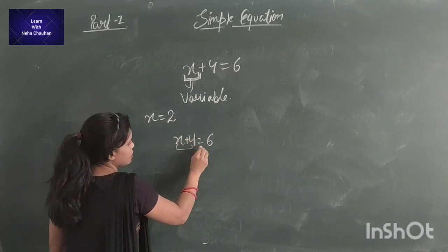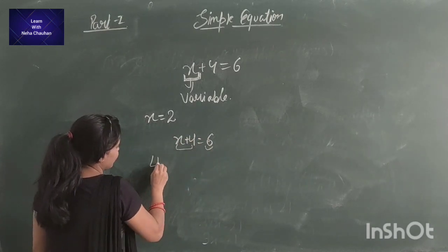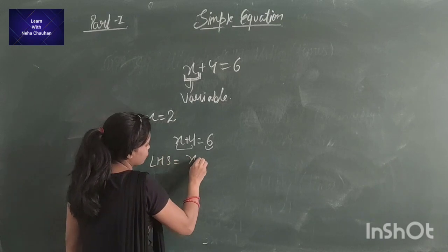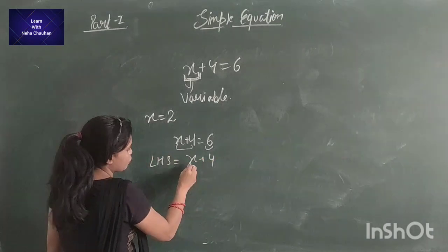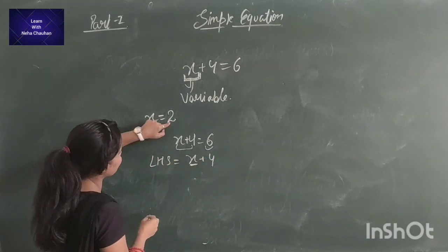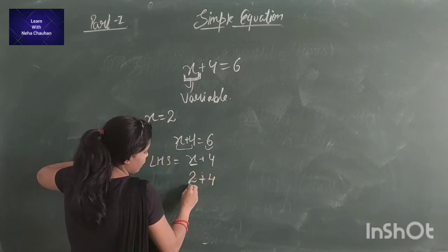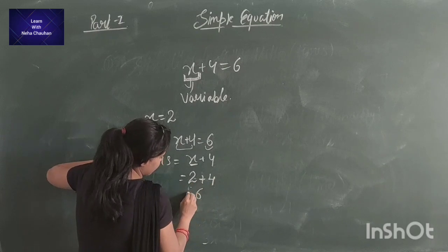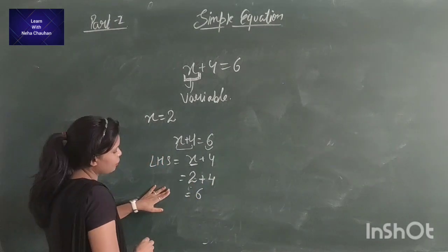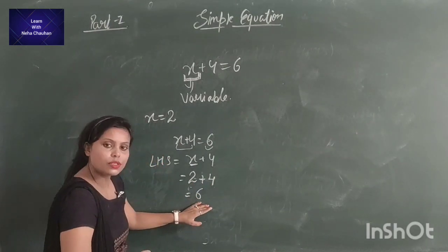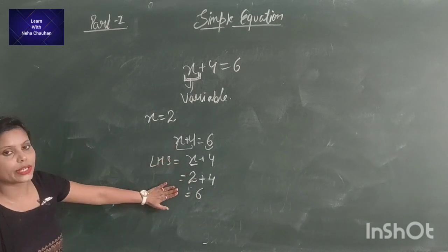So we have LHS and RHS. LHS is equal to x plus 4. So here in the place of x we will write 2 plus 4, which will be equal to 6. Okay, so from here we get LHS is equal to 6. This is how we will put the value.